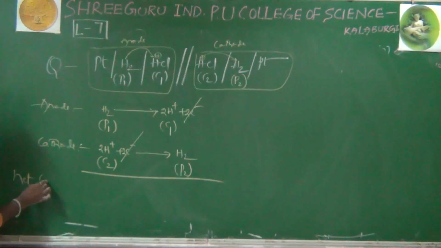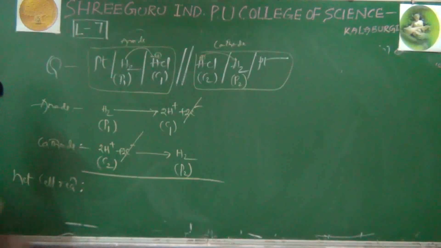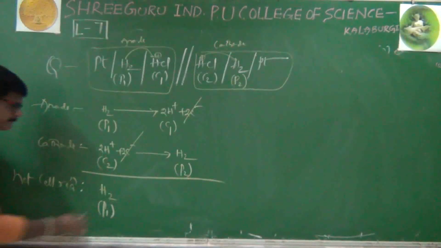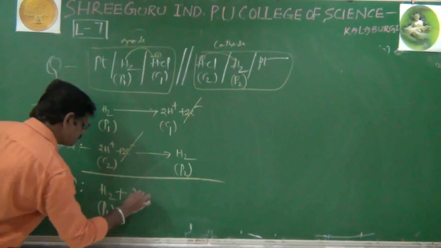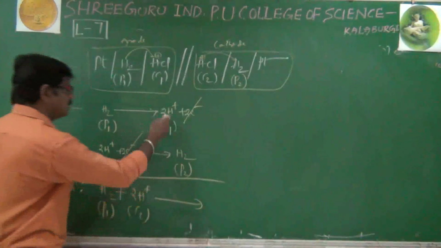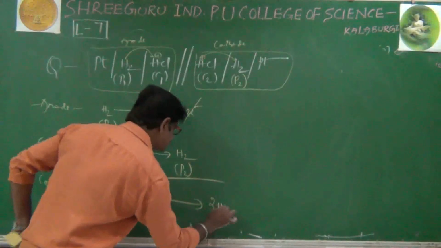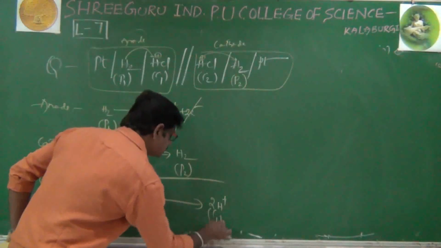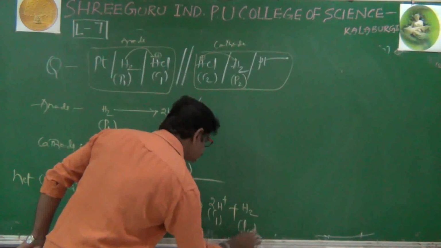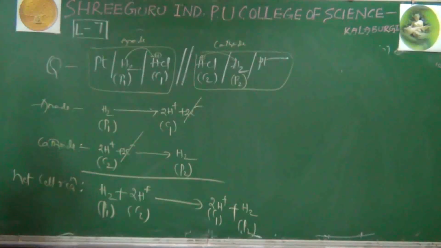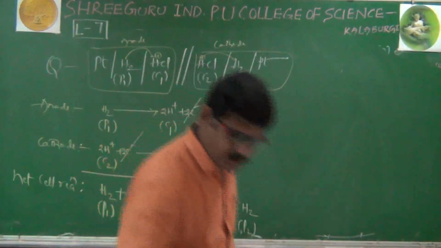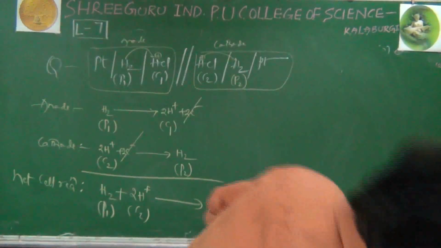Therefore, the net cell reaction is H2, whose pressure is P1, plus 2H+, concentration C2, gives the product 2H+, concentration C1, plus H2, whose pressure is P2. That's it. This is the net cell reaction. With the help of this net cell reaction, as usual, we will write the cell reaction like this.